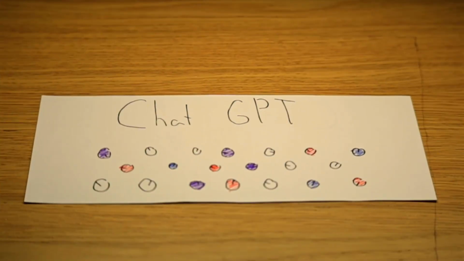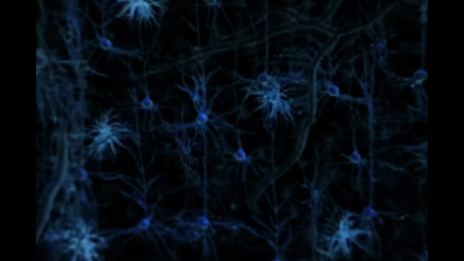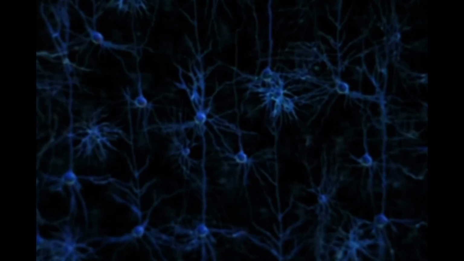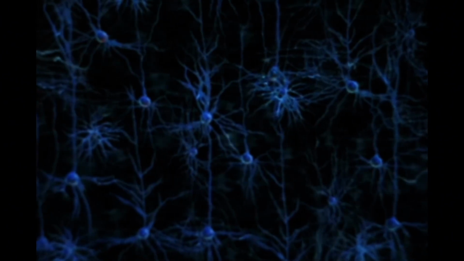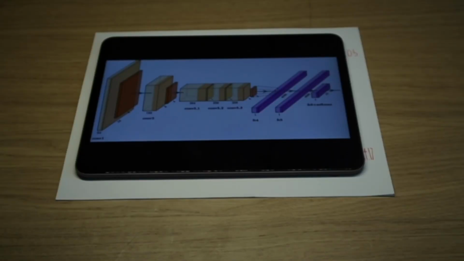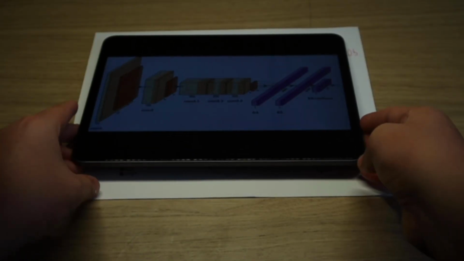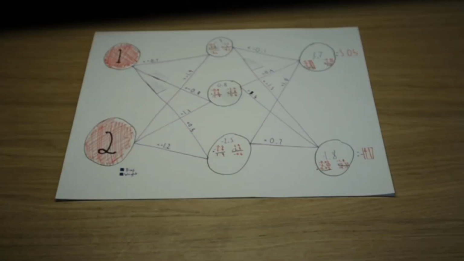ChatGPT 4.0 has over 1.7 trillion parameters. This can be compared to the amount of synapses a human has, which exceeds 100 trillion. We can't understand these bubbles, but we can break them down into what they really are: a simple neural network.